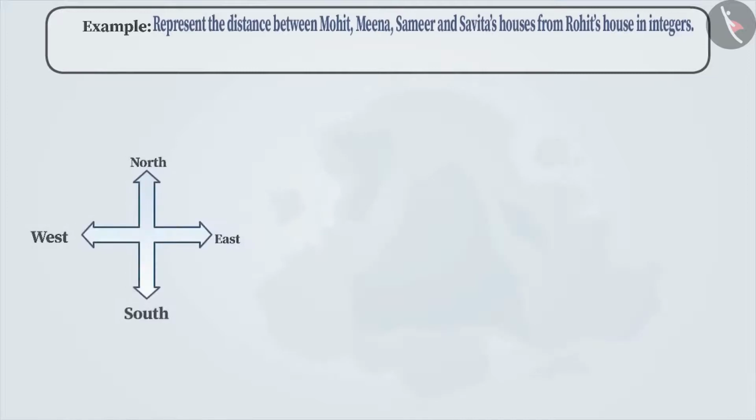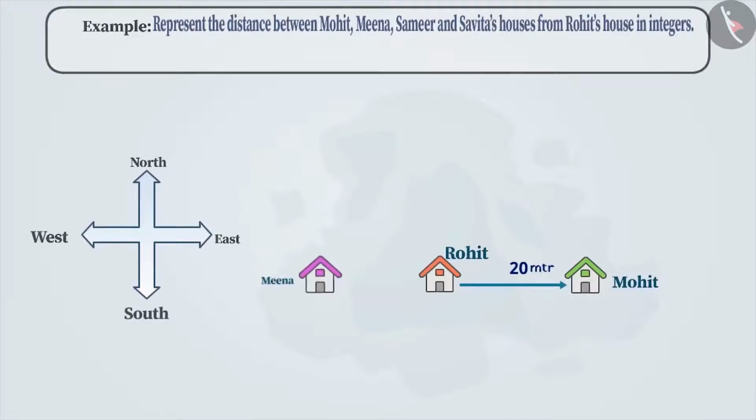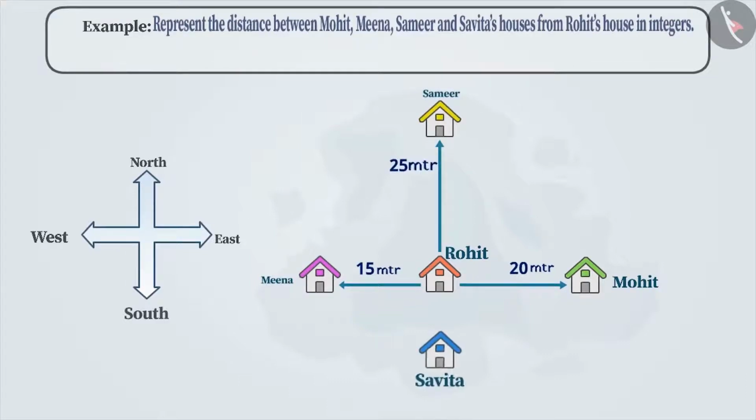The next example. Mohit's house is at a distance of 20 meters towards the east from Rohit's house. Meena's house is 15 meters towards the west, Samir's house 25 meters towards the north, and Savita's house 5 meters towards the south from Rohit's house. Represent the distance between Mohit, Meena, Samir, and Savita's houses from Rohit's house in integers.